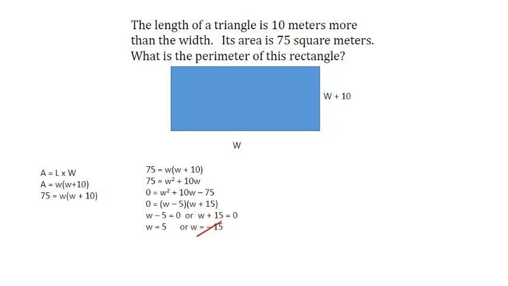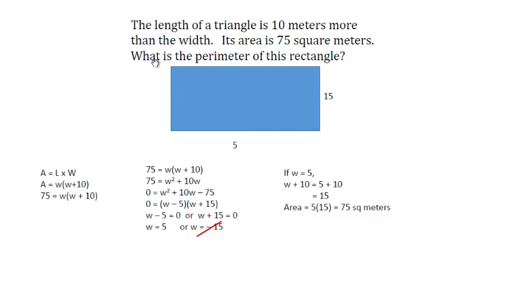So the width of the rectangle can't be negative 15 meters, so we know that the width has to be 5 meters. Now, if the width is 5 meters, the length, W plus 10, or 5 plus 10, turns out to be 15. We know that the area is the length times the width, so now we've found them to be 5 and 15. We found the 5 when we solved the equation. We found the 15 when we substituted it into the W plus 10. We multiply those, we get 75. So we know we have our length and width right now.